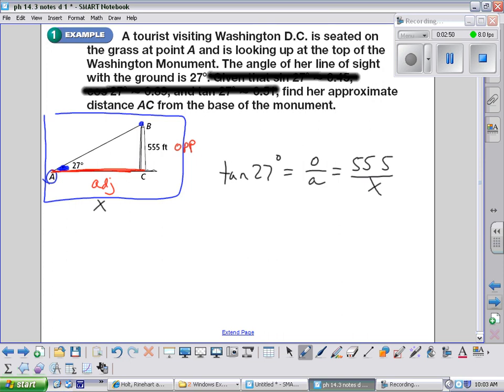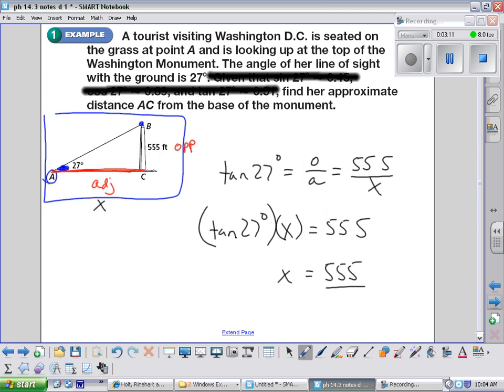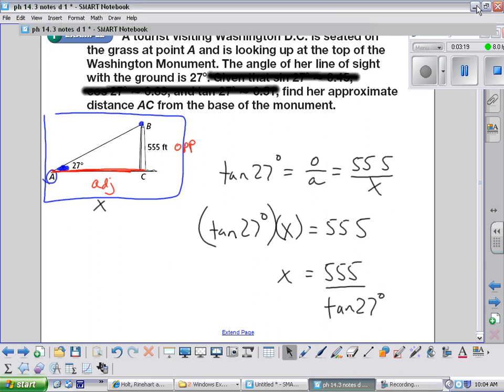So in our calculator, we get tangent of 27 degrees, making sure you're in degrees, times X equals 555 feet, times 1 when I cross multiply. So X equals 555 divided by the tangent of 27 degrees. We'll go ahead and put that in our calculator real quick.